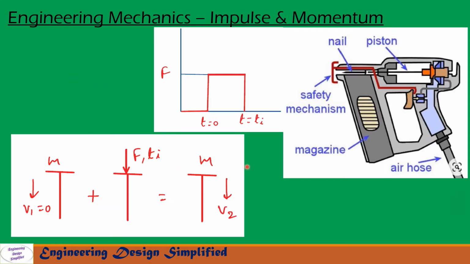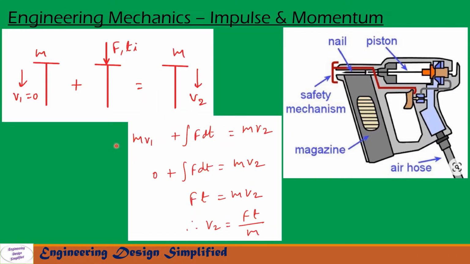First, let us see the impulse momentum diagram for the nail. Initially the nail of mass m has initial velocity v1 equal to 0 meters per second, and during the impact the hammer hits the nail with a force of F for a duration of t seconds. After impact, the nail gains a velocity of v2 meters per second.